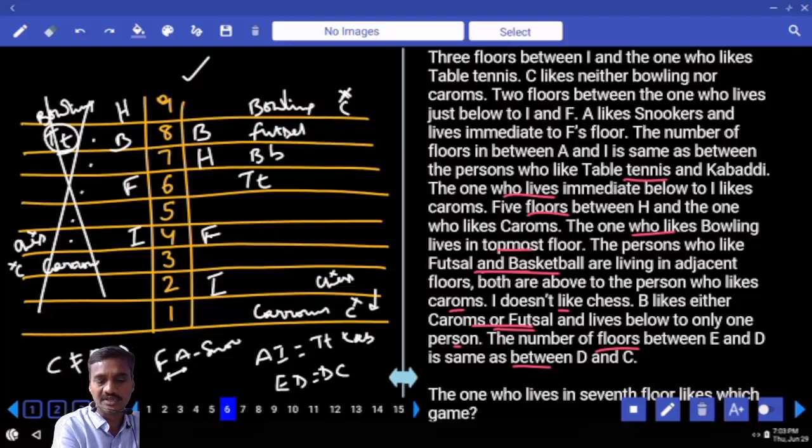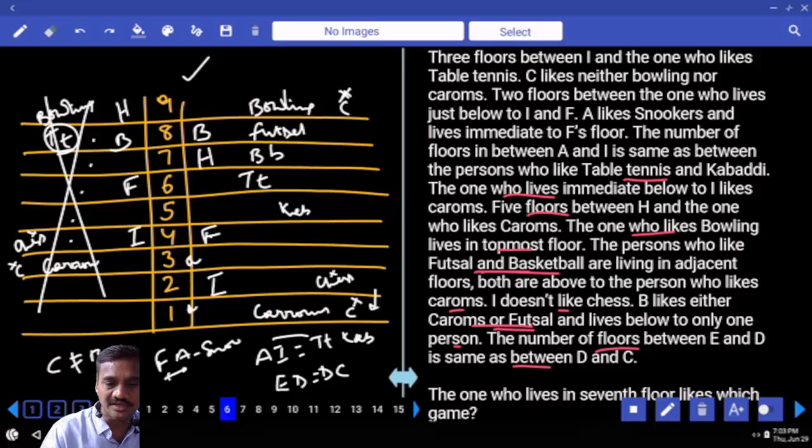And next one, F and A equals what? A and I equals TT and Kabaddi. Now, where can we have this Kabaddi? Can we have Kabaddi at this place? If Kabaddi is here, TT and Kabaddi are adjacent and A and I must be adjacent, then A can be either at this place or at this place. Is it possible or not?